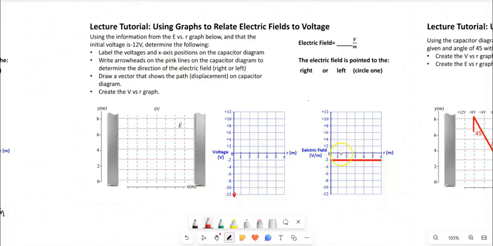Okay, well, if you look at it, the electric field is -2 volts per meter. So I'm going to write that here. And that means the electric field has to be pointing to the left. So I'm going to go ahead and mark those here. Which means this is the negative plate, and this is the positive plate.